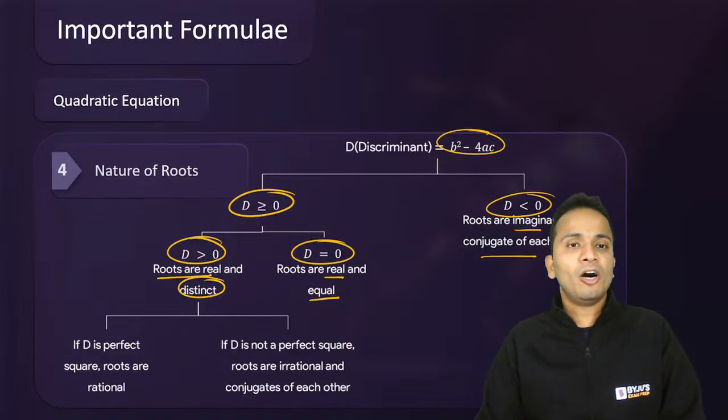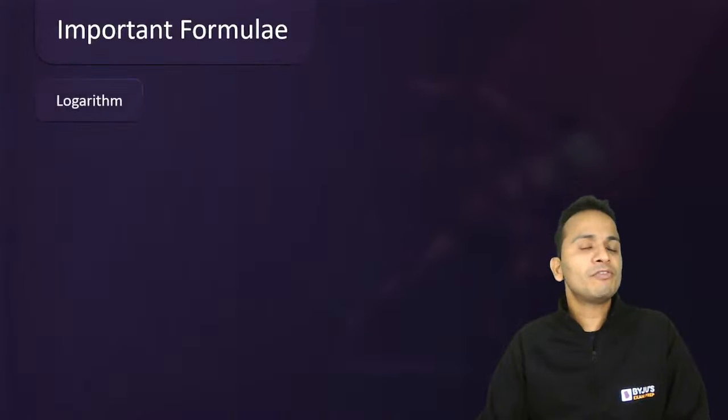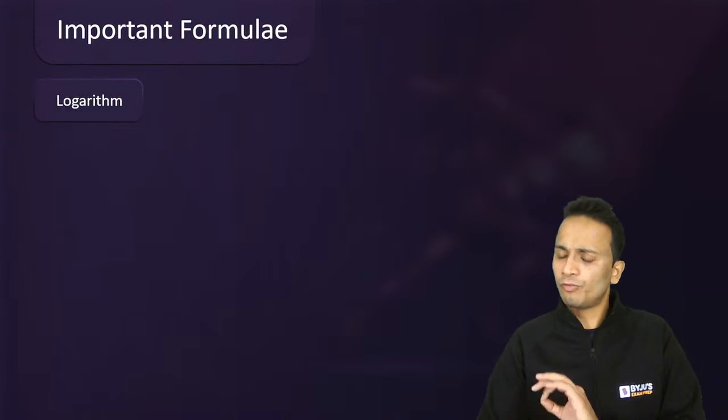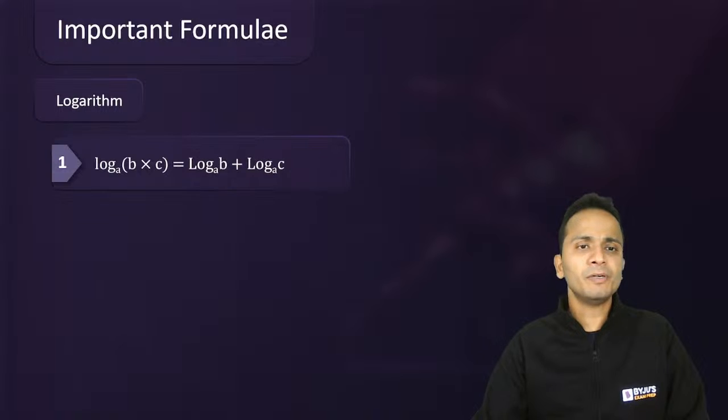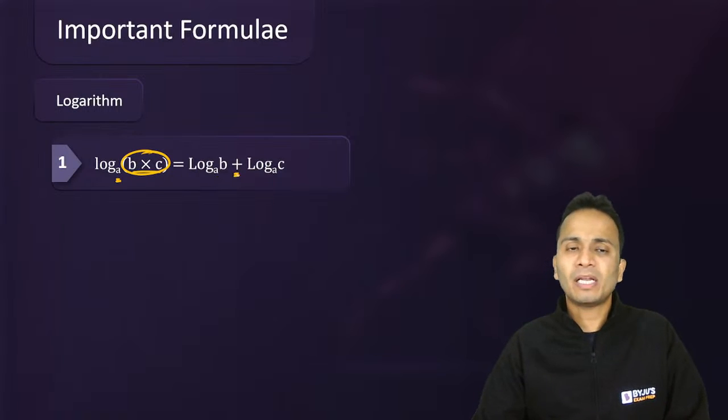All right, let's move ahead and look at some of the important formulas on logarithms. A few properties that you must remember. Number one, log of b into c to the base a. These two are getting multiplied, so if you separate the log, there will be a plus sign. So log b into c is equal to log b plus log c.